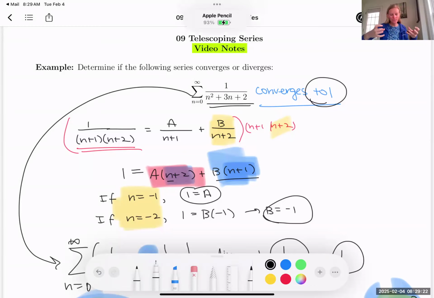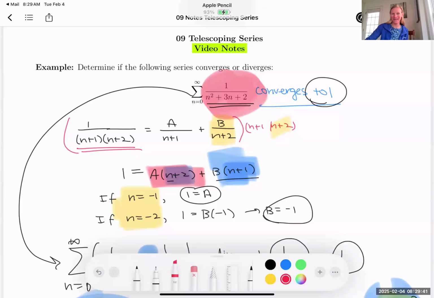Okay, so the time in which a telescoping series is a good thing to try is if your original expression starts out as a rational function, so a polynomial over a polynomial, and it looks like you're going to be able to do partial fraction decomposition on it. And so we'll see some examples in class, just so that you can get practice identifying when to try telescoping series.